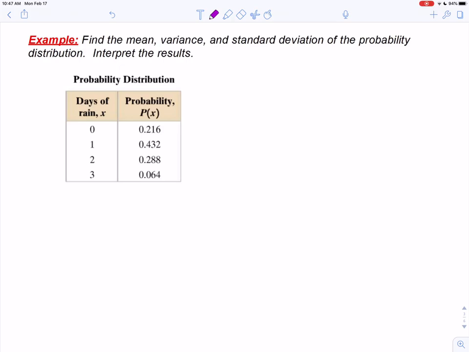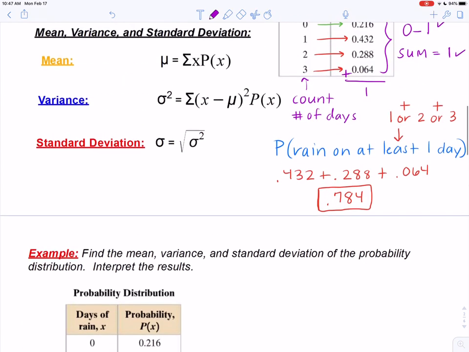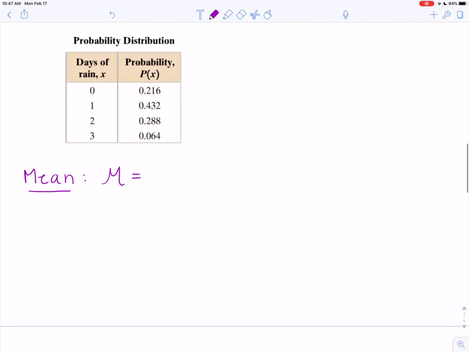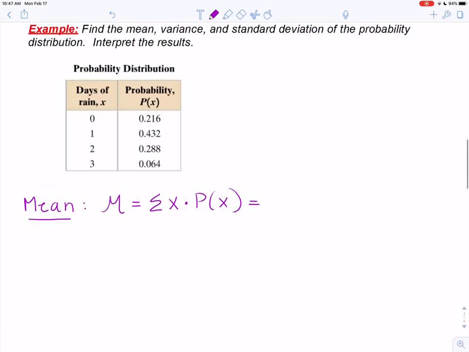When I'm asked for the mean, the formula for calculating the mean of this distribution, notice it's denoted mu. These are always population parameters when we're dealing with a distribution. And my formula says take the sum of x times P of x. All right, so an easy thing to do here would just be to create a third column and look at that information for each one.